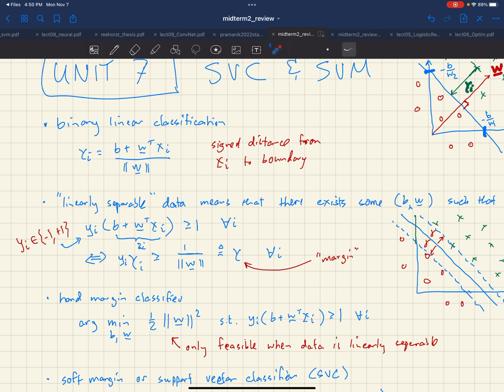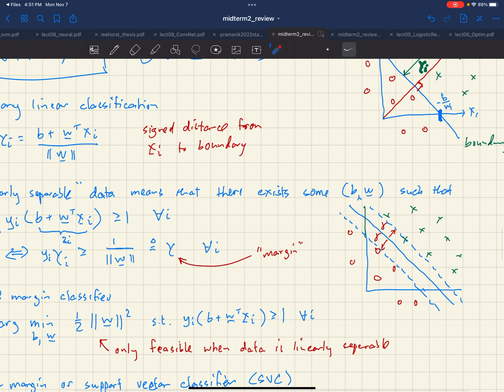So with that idea, we said that this sign-corrected signed distance is greater or equal to 1 over the norm of w. In other words, whenever your data is linearly separable, you can find a w vector such that this happens. And we gave this 1 over norm of w a special term, the margin, gamma, and we can visualize that margin as the distance from the boundary to the closest samples.